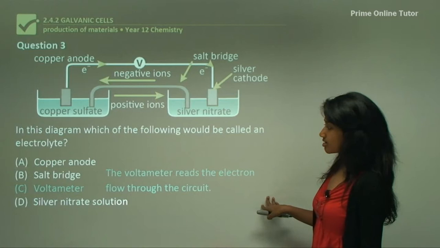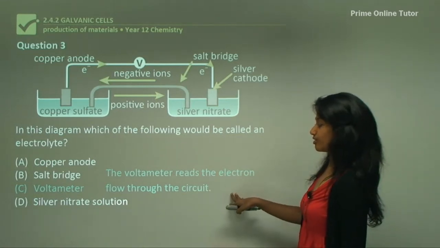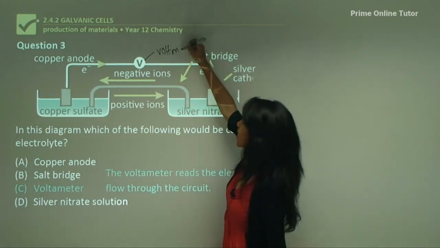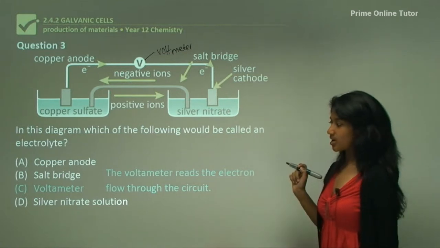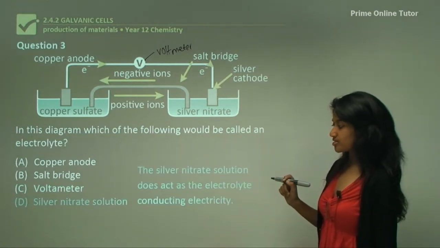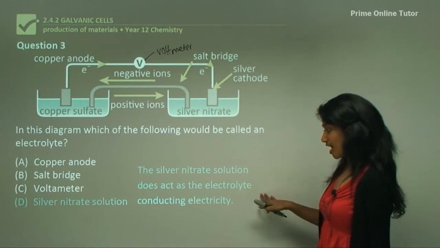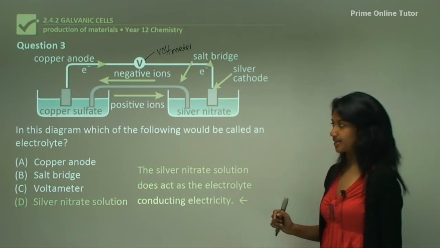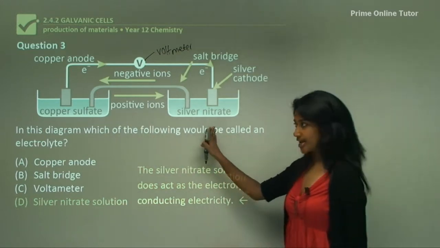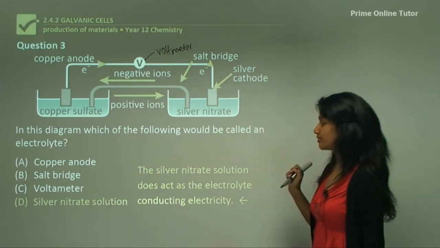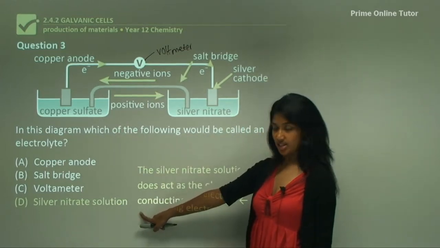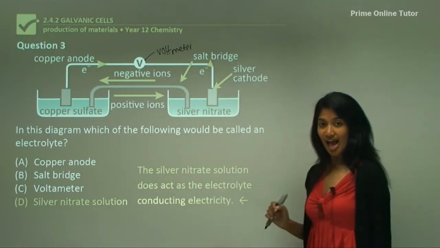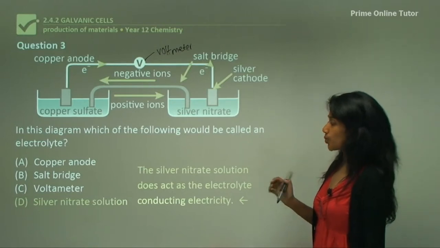Voltmeter is option C. The voltmeter reads the electron flow through the circuit. So here is a voltmeter and it is not the electrolyte. Option D, silver nitrate solution. The silver nitrate solution does act as an electrolyte, conducting electricity. Therefore, option D is the answer. So in this case, we have 2 electrolytes. One is copper sulfate and one is silver nitrate. And silver nitrate is given as an answer here, even though copper sulfate is not. And so therefore, we choose silver nitrate as the answer. Now we move on to question 4.